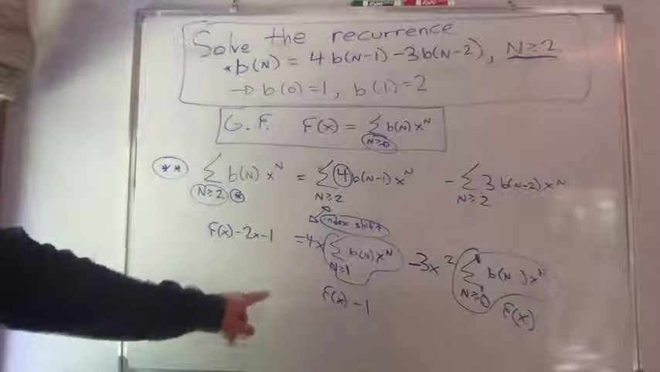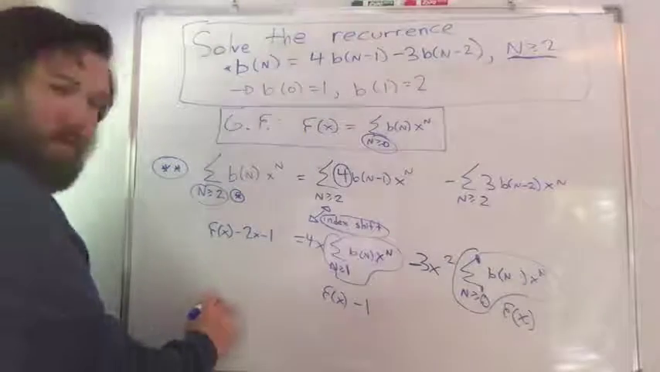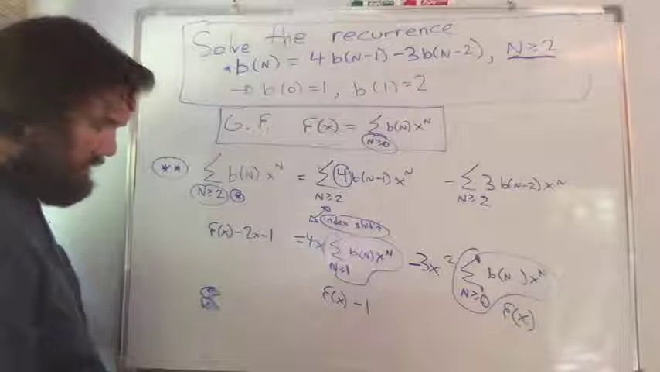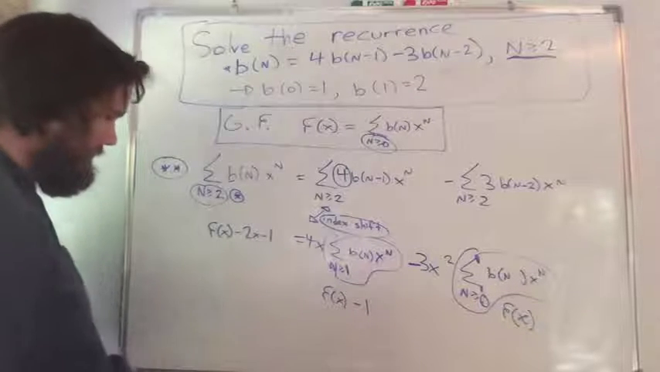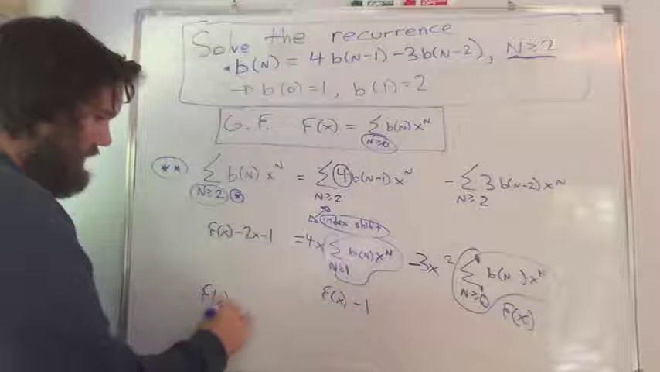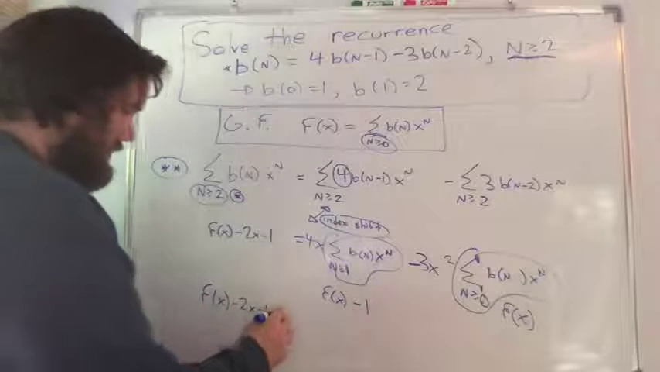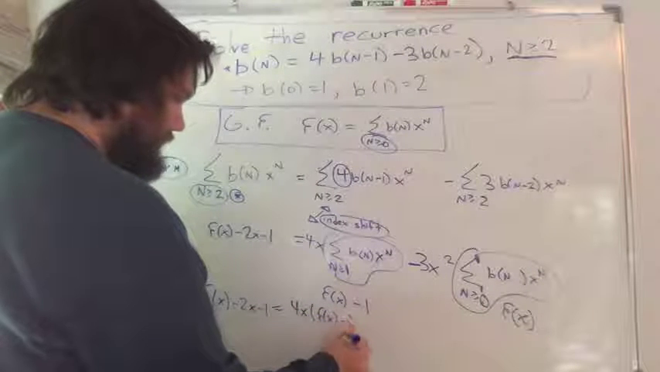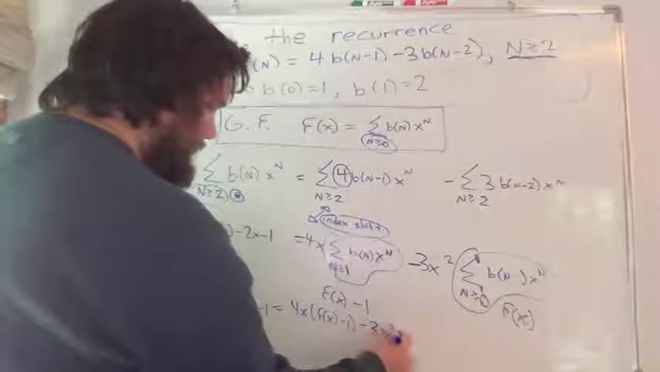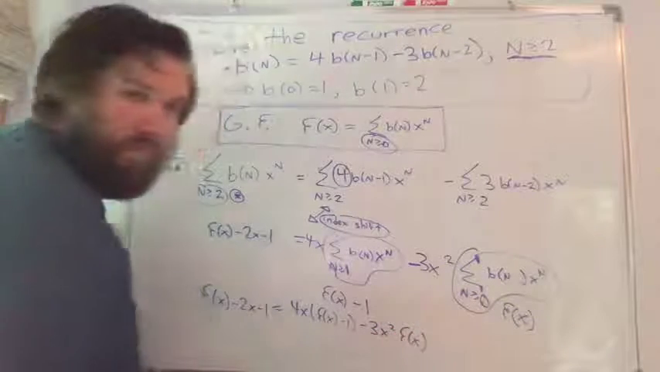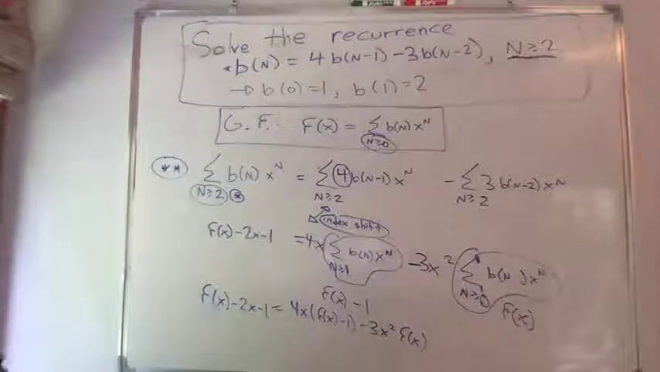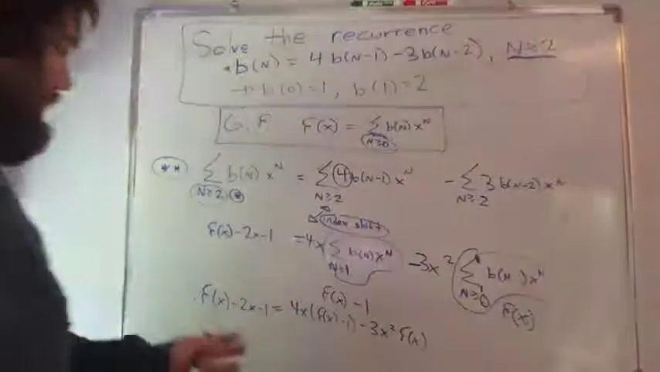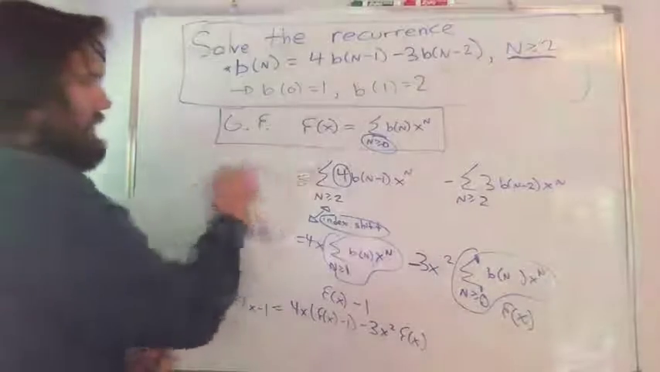So now what I have is an equation, let me erase this carefully, f of x minus 2x minus 1 equals 4x times f of x minus 1 minus 3x squared f of x. And so this is the equation I'm going to be working with to determine f of x. So let's keep going with this equation, which I'm going to copy back up here.